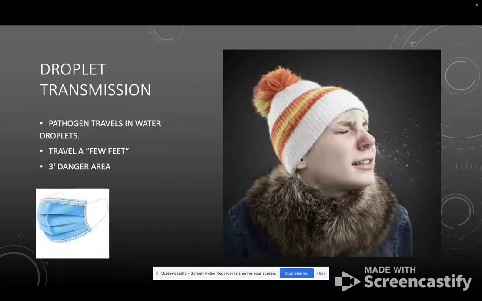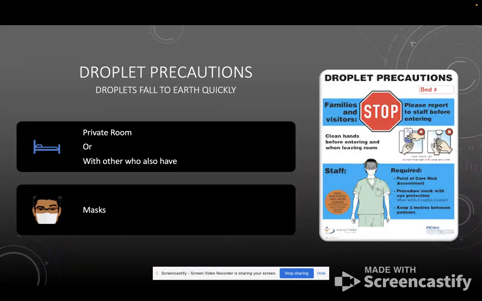So droplet transmission, we will talk about a little bit more in depth, like contact. You have a 3 feet danger area, and pathogens travel in water droplets, like as you see the sneeze there. They should have a private room, or be with others who also have the same illness. And you would want to wear a mask if you enter that room.